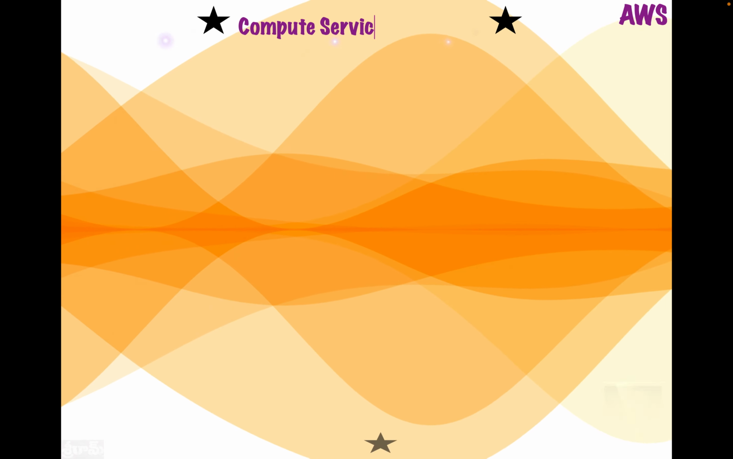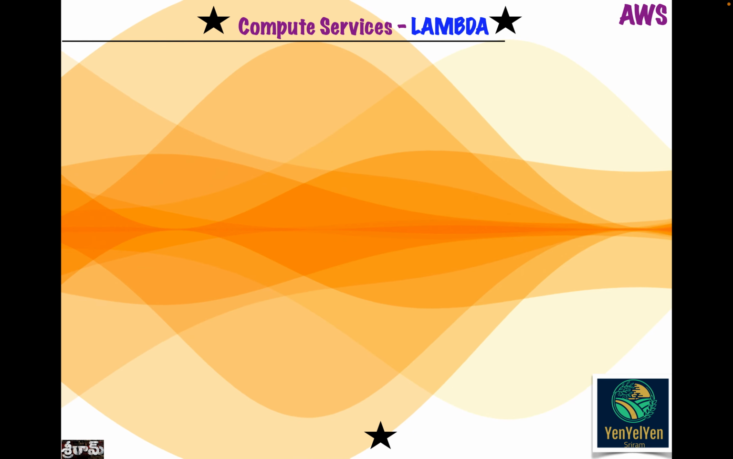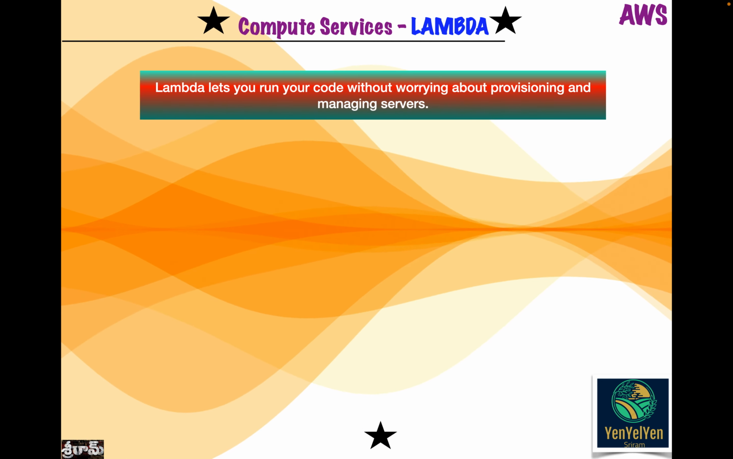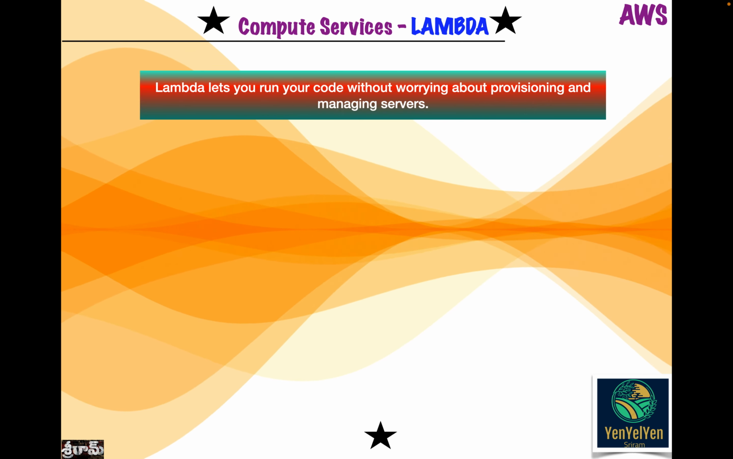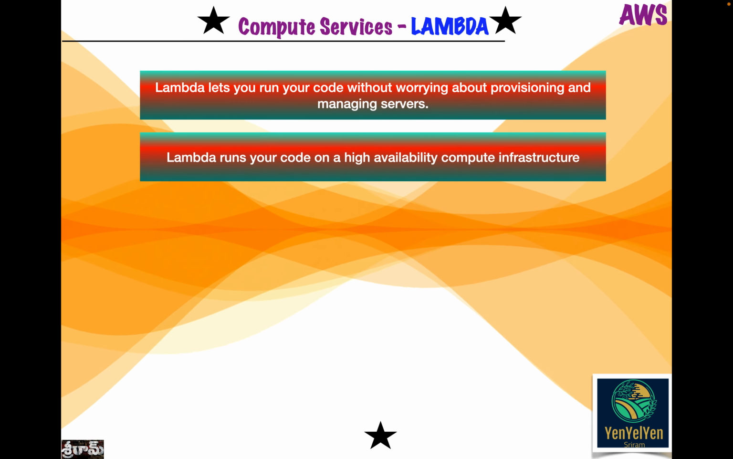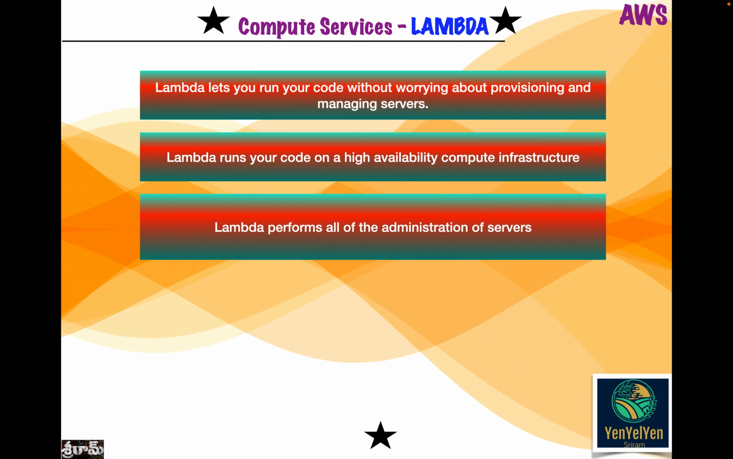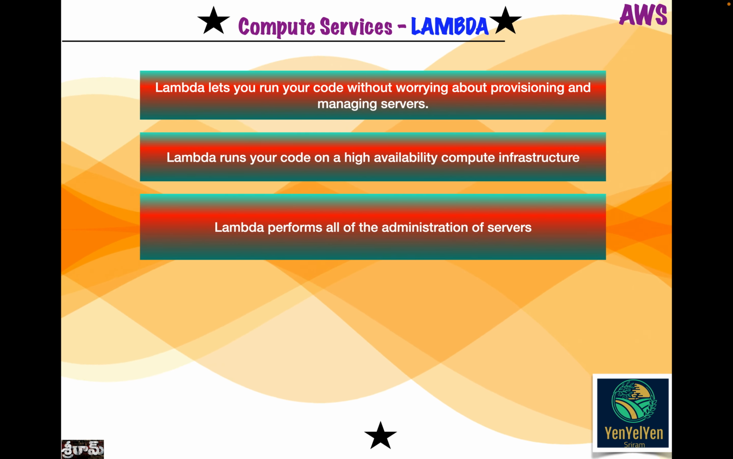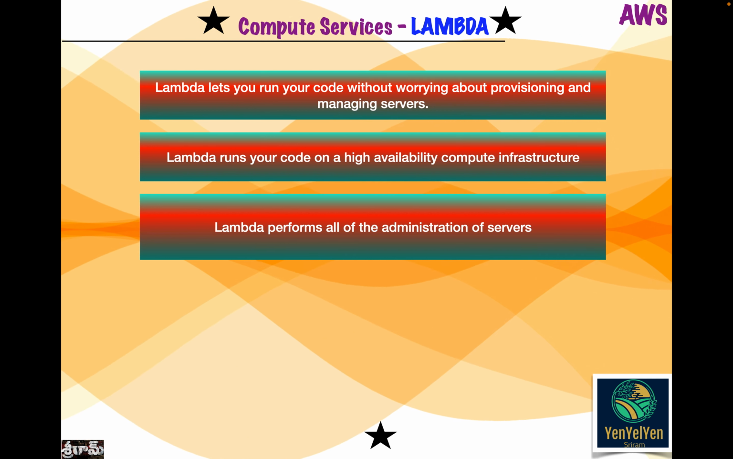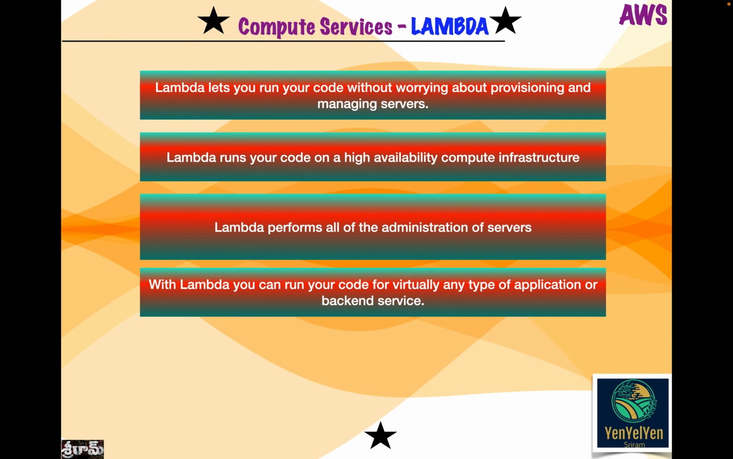Next compute service is Lambda. Lambda is called serverless architecture. Lambda is a compute service that helps you to run code without provisioning and managing the servers. AWS take care of that. Lambda runs your code on a high availability compute infrastructure and performs all of the administration tasks such as compute resources including servers and operating system maintenance, capacity monitoring, provisioning, and automatic scaling and logging.